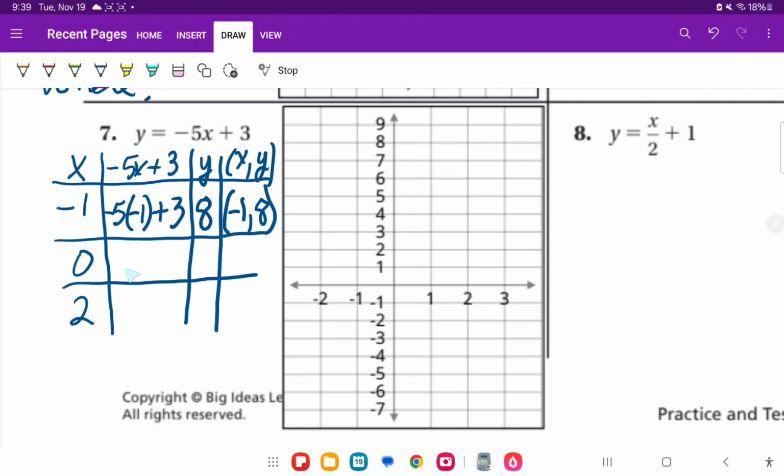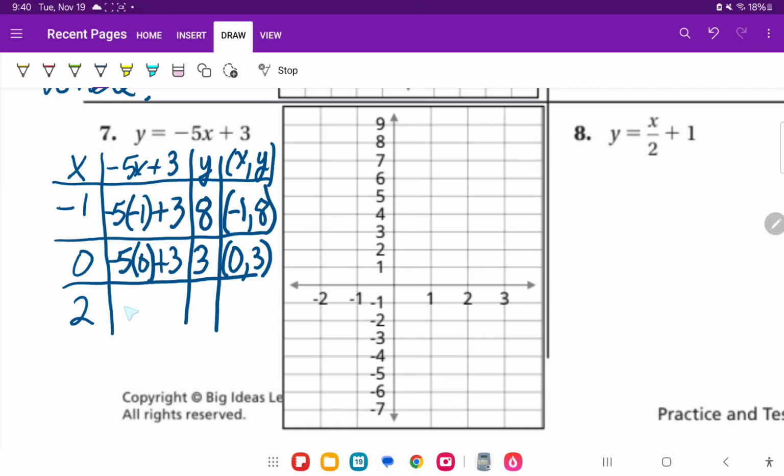Okay, so then on the next one, we plug in 0 for x. So that's going to be 0 plus 3, right, because -5 times 0 is 0. 0 plus 3 is 3. So then our point is 0, 3.